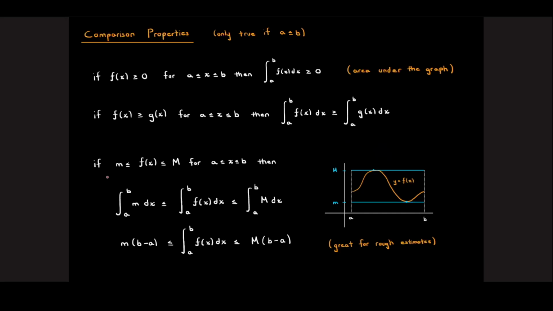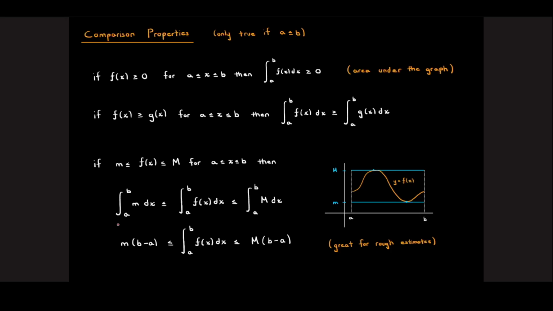And the last property states that if your function f of x is bounded between two constants, so there exists this lowercase m and this uppercase M, so that f of x is at least this big and at most this big on some closed interval a b, then we can apply the property that we just talked about to integrate all sides of this inequality, and we get that their integrals satisfy this inequality.